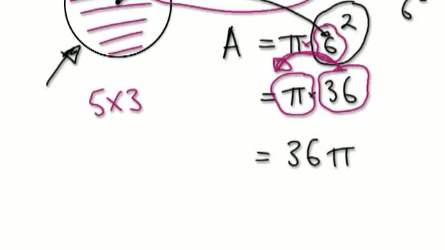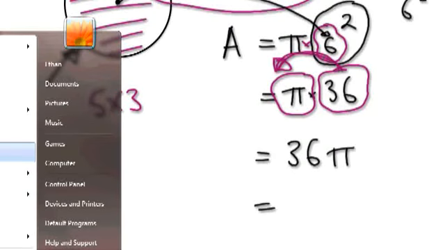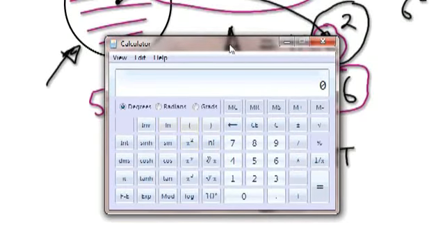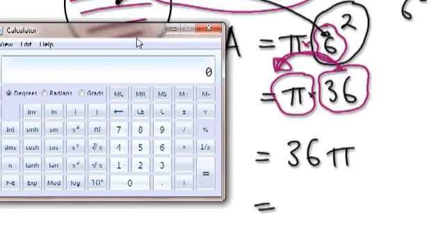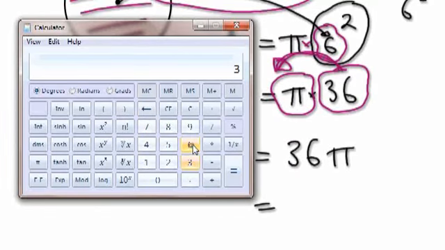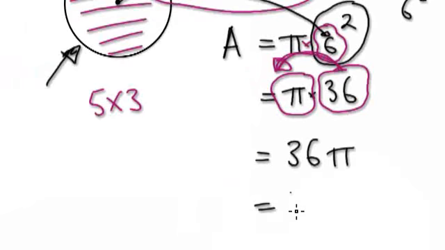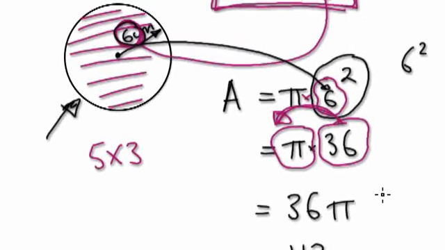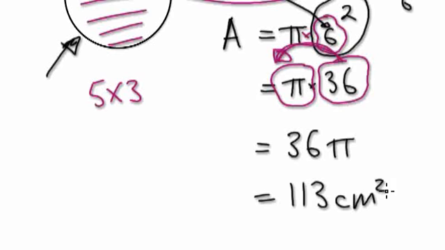If you really want to know, you could just leave it as 36 pi. But okay, let's use a calculator to work it out. So the area is 36 pi. You punch in 36 and then times pi, and the answer is 113. So the area is 113 centimeters squared. Okay, this bit is weird. Don't worry about this unit for the time being.